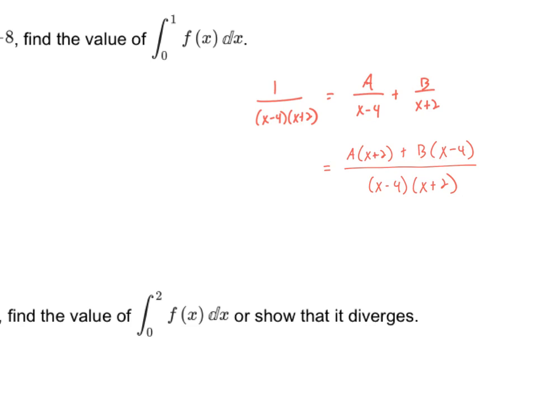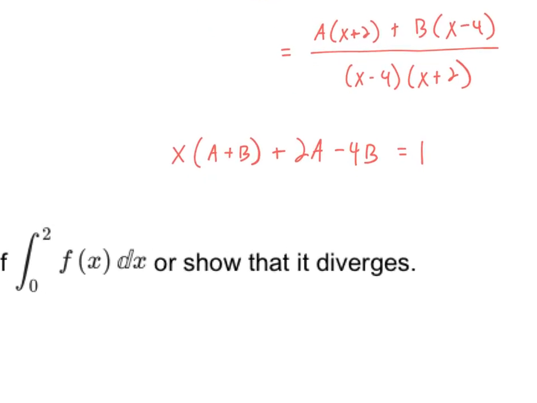So if we did that, we'll get x times a plus b, plus 2a minus 4b. Okay, and so that is the same as this, and so that has to equal 1. The fact that this has an x in it and this one doesn't means a plus b has to be 0. Then a plus b is 0, so that'll make the x go away. But then this has to also equal 1, so that this ends up being 0 plus 1, which is 1.